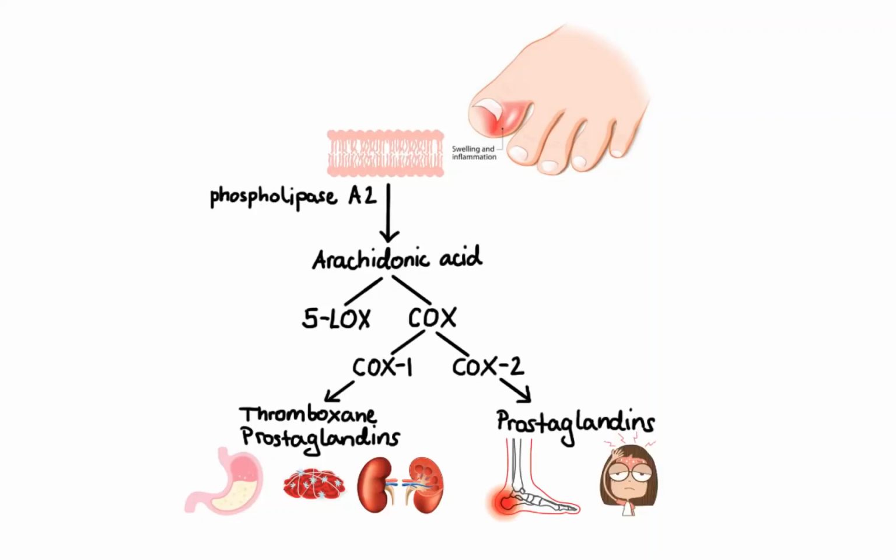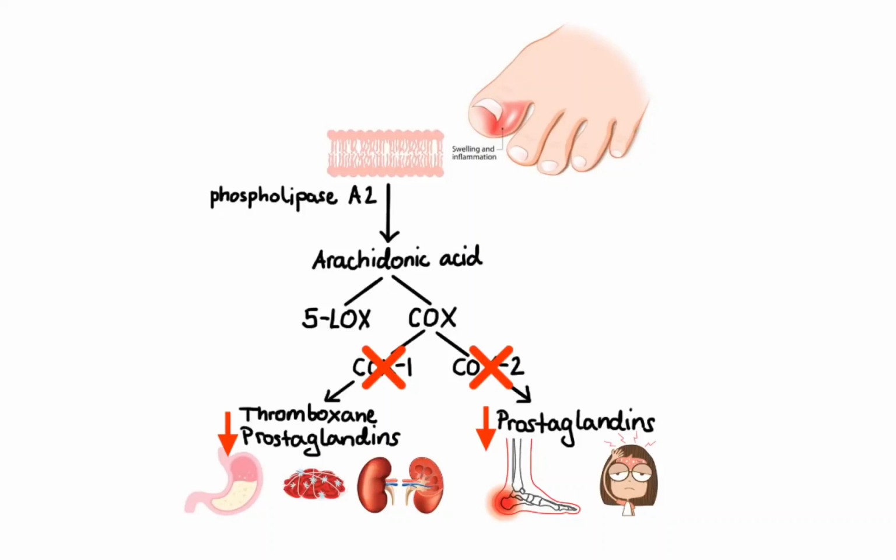Now that we discussed the role of COX enzymes in the inflammatory response, let's talk about the mechanism of action of NSAIDs. So NSAIDs act primarily by inhibiting COX enzymes, which simply leads to decreased production of prostaglandins. As a result, NSAIDs produce anti-inflammatory, antipyretic, and analgesic effects.